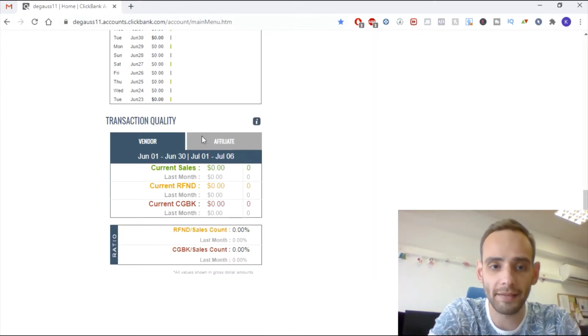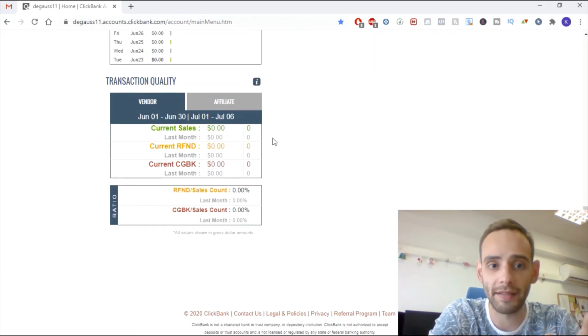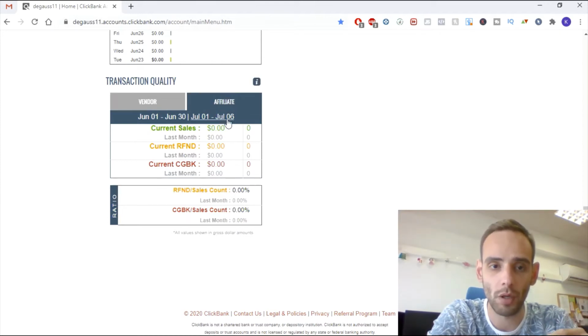Now, the last table over here is the transaction quality. This is a very interesting table, to be honest. First of all, you get the vendor or affiliate tab. So just click on the affiliate one, and you can actually see your current sales, your last month sales, current refund rates, the last month's refund rates, and current chargeback claims and the last month's, obviously.